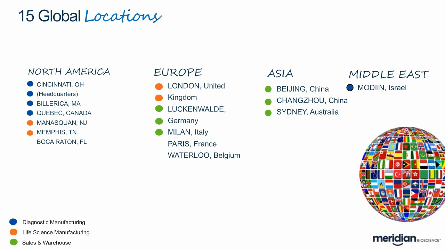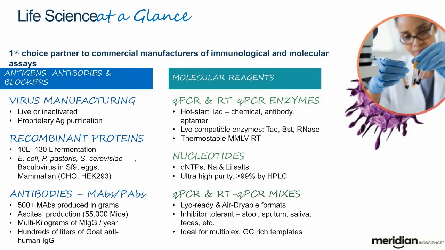Our headquarters are in Cincinnati, but we also have locations across the US, as well as in Europe, with our molecular R&D team being based in the UK and our molecular manufacturing in Germany. We also have sites in the Middle East and in Asia. We are primary manufacturers of antibodies, antigens, and blockers, as well as molecular reagents, supplying not just the raw ingredients, but qPCR and RT-qPCR mixes that have been developed with the help and collaboration of our customers.